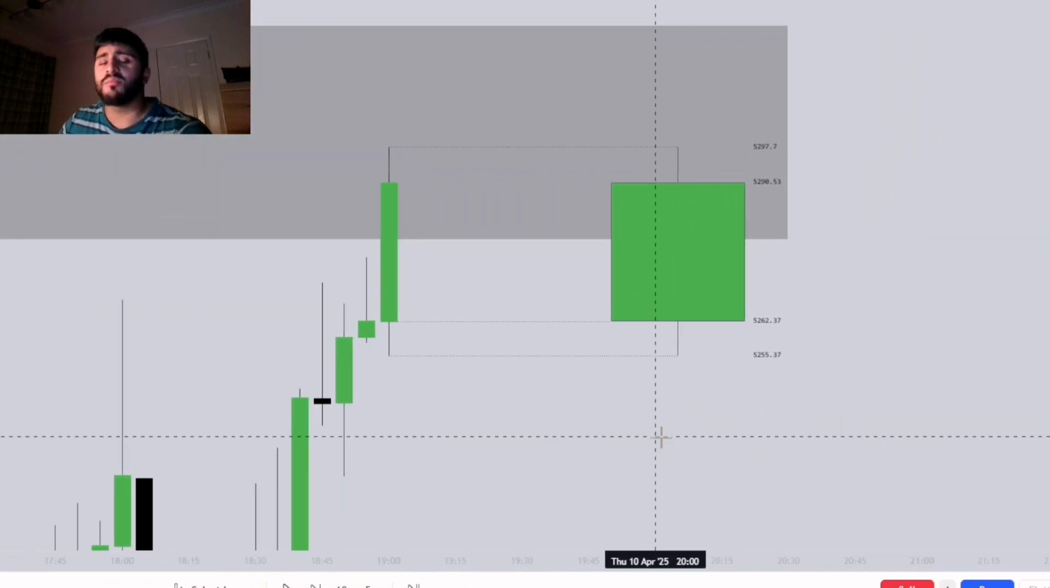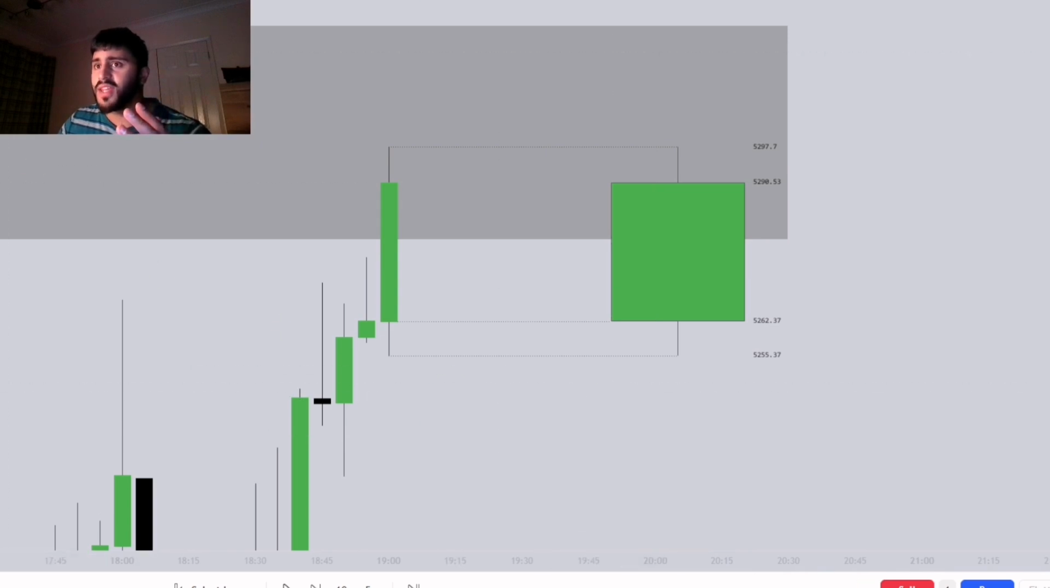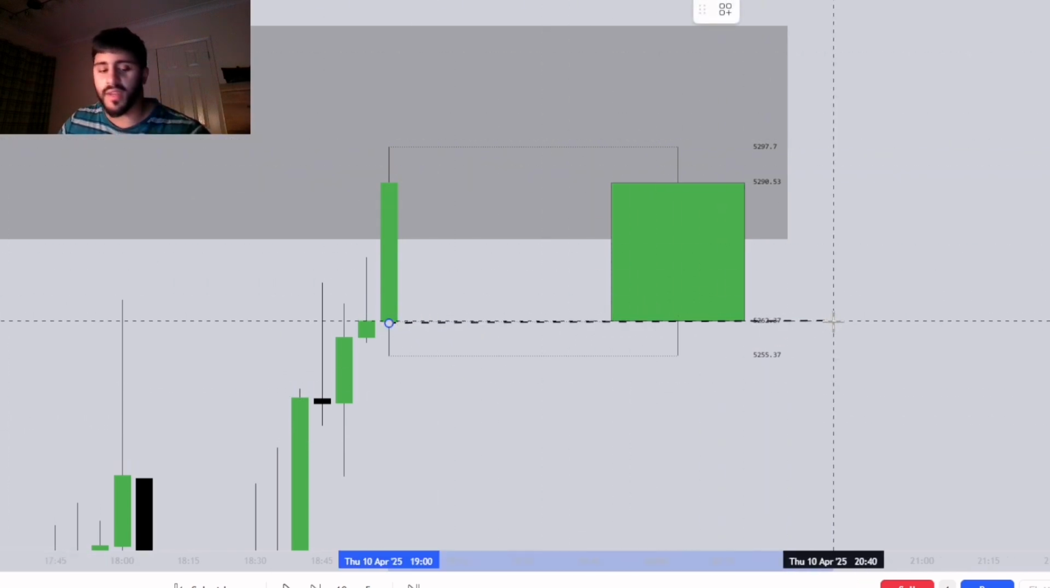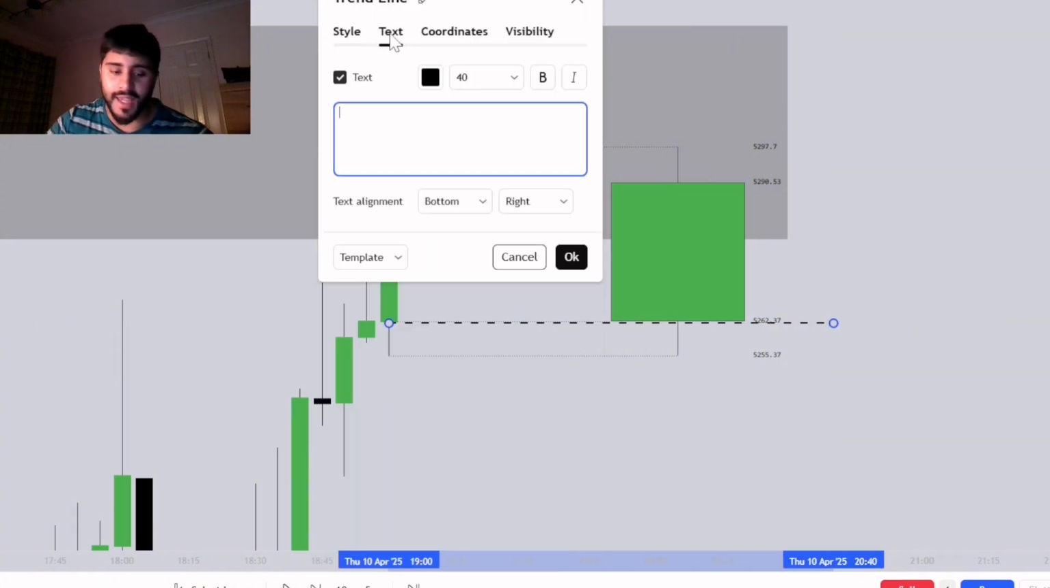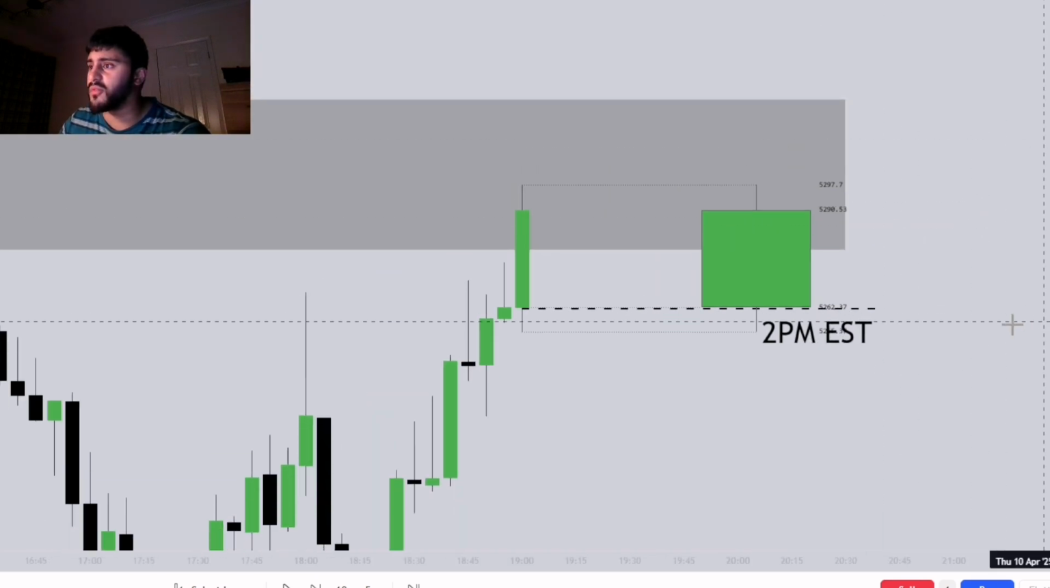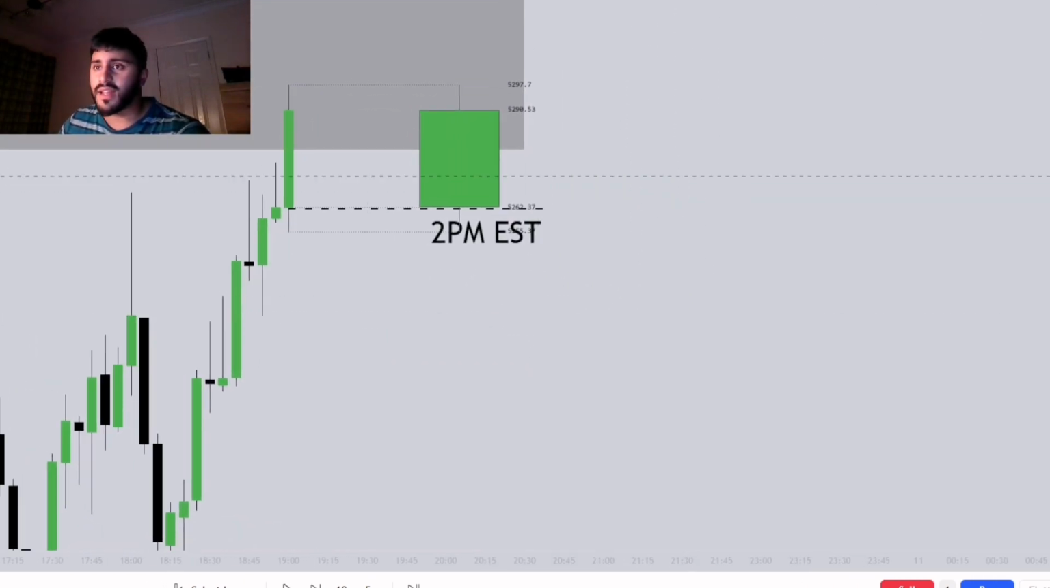So we've now moved on to the PM session. The PM session is, of course, 2 p.m. Eastern. This line I'm drawing over here is the 2 p.m. Eastern candle opening, so 2 p.m. EST. Now, the entry model is very easy to understand. So once you have a key level, let's just draw this out over here.